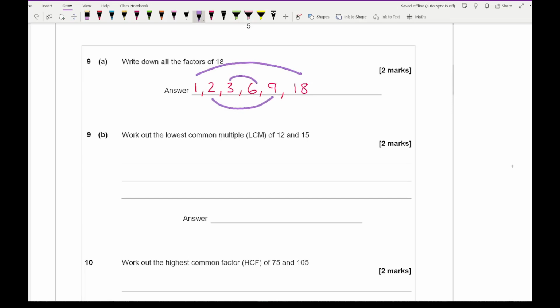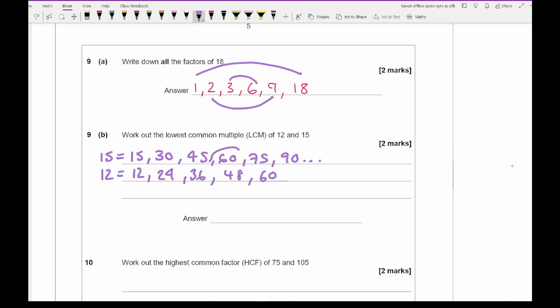Then it says work out the lowest common multiple of 12 and 15. There are several methods you can choose, but I would say the most common is probably just writing down the 15 times table or a few multiples. And then that carries on. And then if I go for 12, I've got 12, 24, 36, 48, and 60. You can see 60 is the first number that appears in both. So there is my final answer.